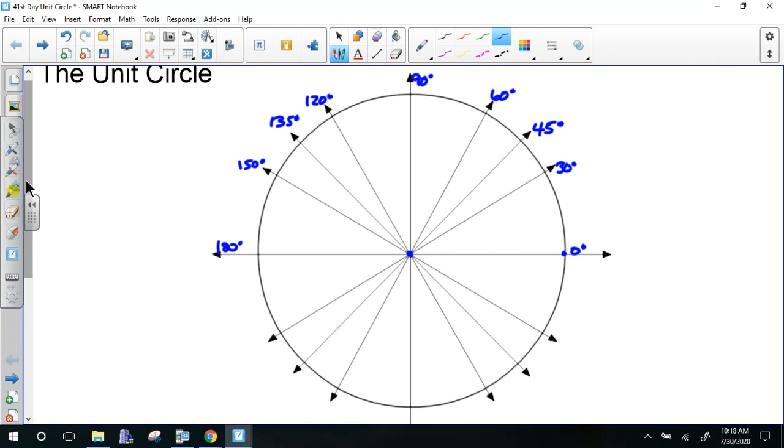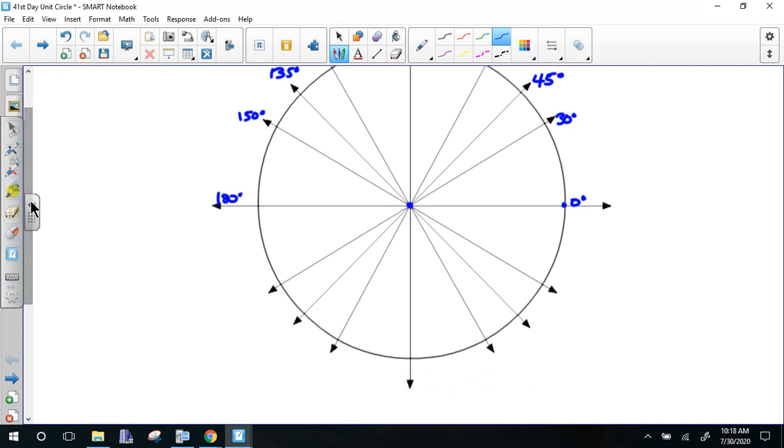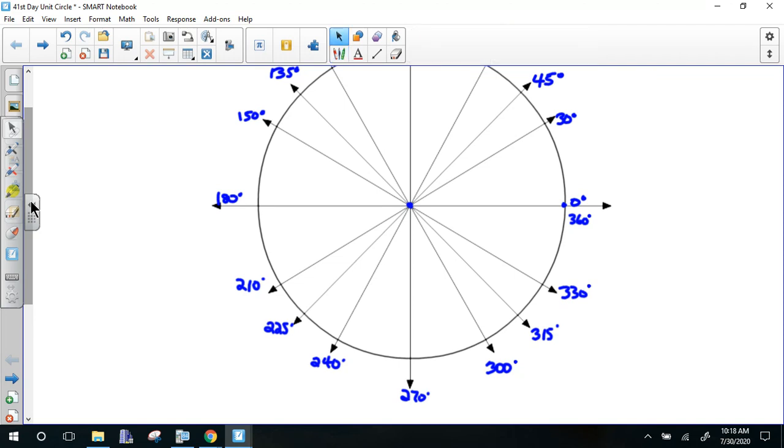Halfway around is 180. Okay. Add another 30, 15, 15, 30. Put my little degree sign. Add another 30, 15, 15, 30. So there's our unit circle labeled with degrees. You should know how to do that.